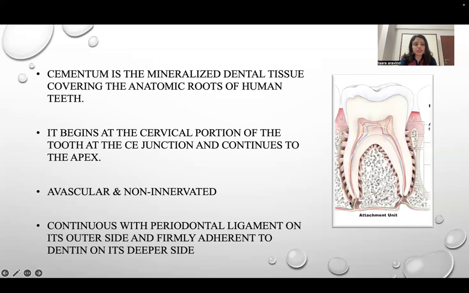It is avascular and non-innervated. It doesn't have any blood supply, doesn't have any nerve supply. It is continuous with the periodontal ligament on the outer side, and it is firmly adherent to the dentin on its inner side or deeper side.